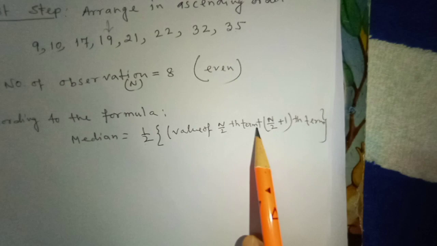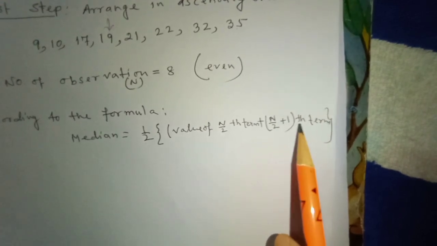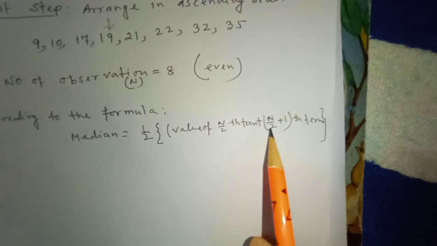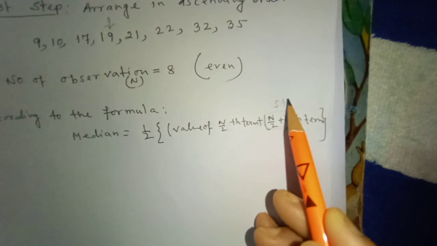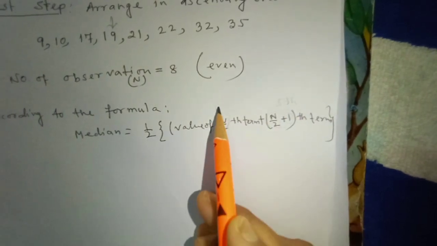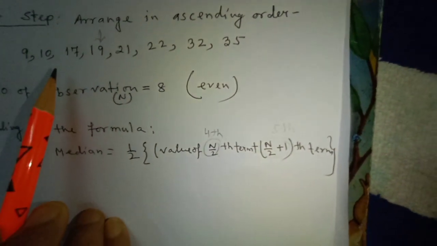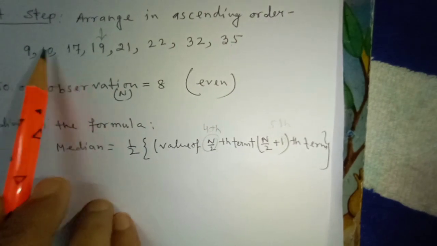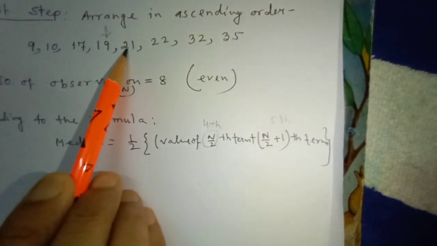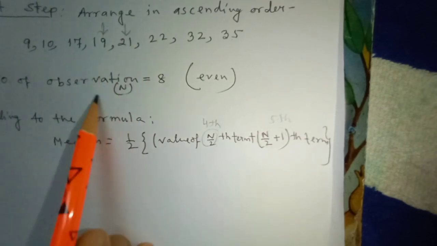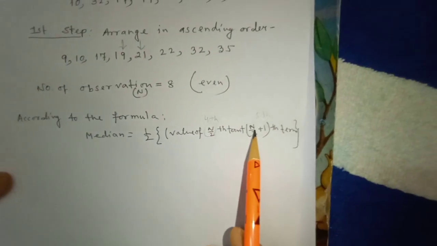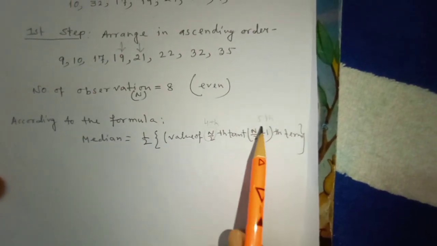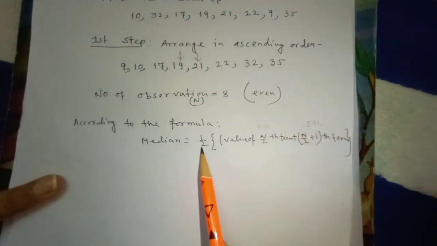And plus the n by 2 plus 1th observation. N by 2 is again 4, plus 1, that means the 5th observation. This one is the 5th observation and this one is the 4th observation. So come to the data again. This one is the 4th observation and this one is the 5th observation. We have to add the value of the 4th observation and the value of the 5th observation. After that we have to find their average.